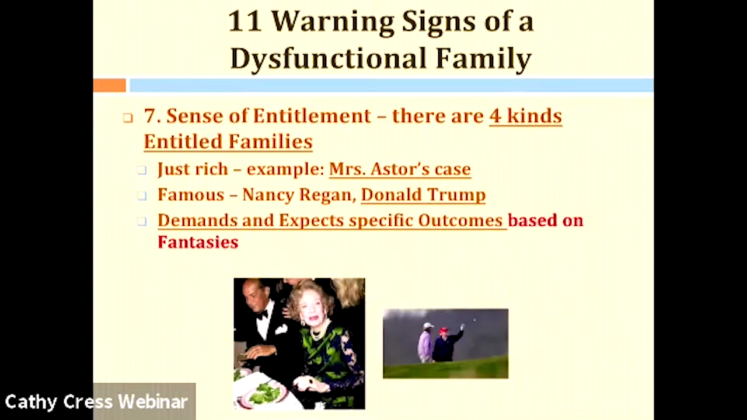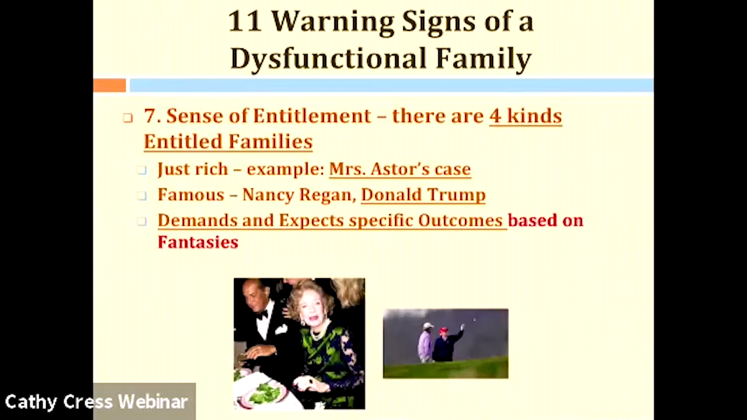What happens out of this sense of entitlement is that entitled people have demands and expectations based on fantasies. And you can recognize this in Trump because he demands loyalty, like the mafia, and he goes on about fake news. And he's gone now. I'm just saying that, what can I say? He came from a dysfunctional family, and he's a very, very good metaphor for me to use.